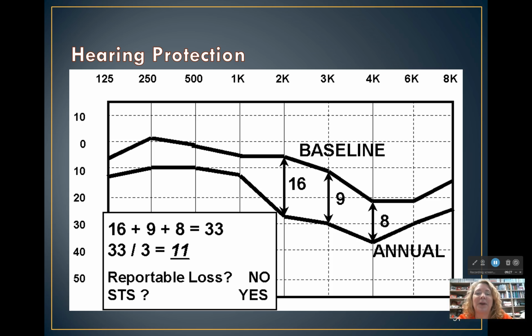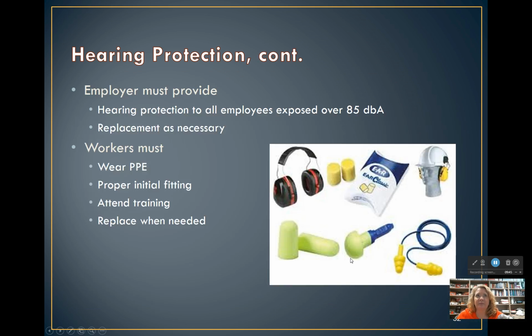Sorry, you can't see this with this camera up here. So what they have to do is add the three different numbers of the shift together and divide that by 3. It's 11. They do have a shift of over 10, but it isn't a reportable loss when we look at it. And we'll talk about recordables at a later date.